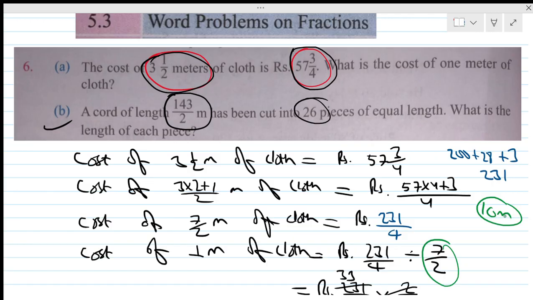So the same way we have to do here. The total length we have is 143 by 2 meter, and this we have cut into 26 pieces. So by 26 you have to divide, and then we'll find the length of each piece. So you can do it yourself. Okay, so I go with number 7 now.